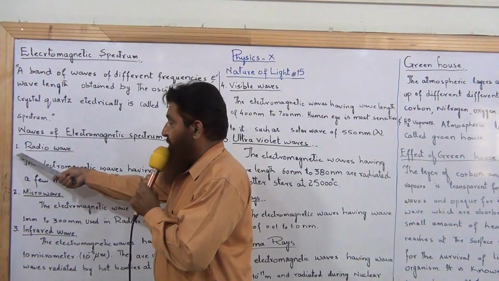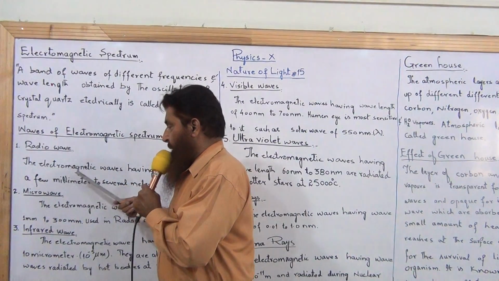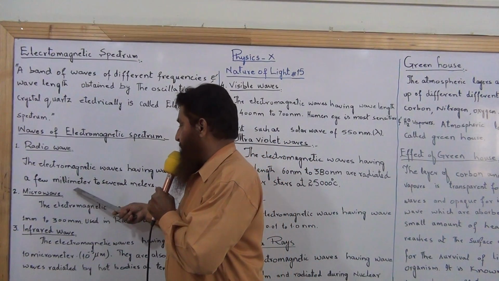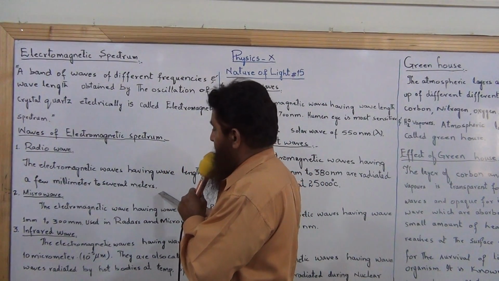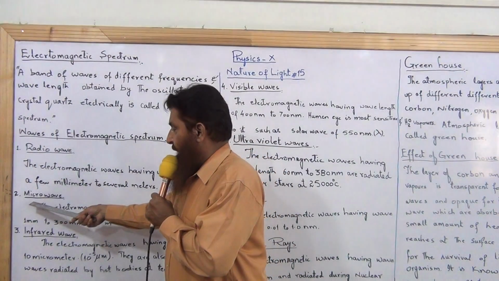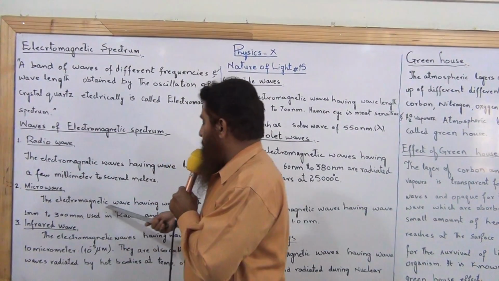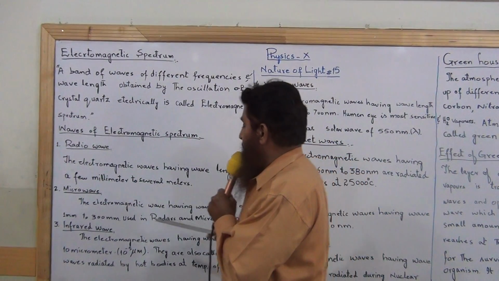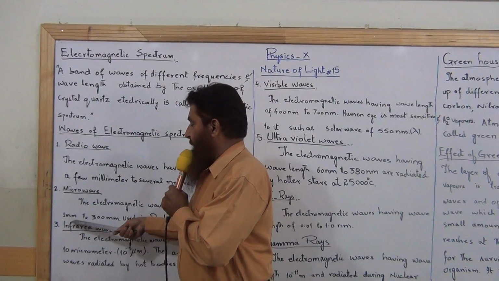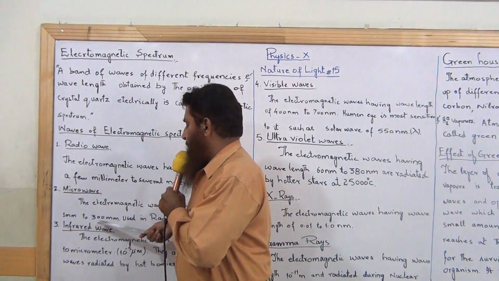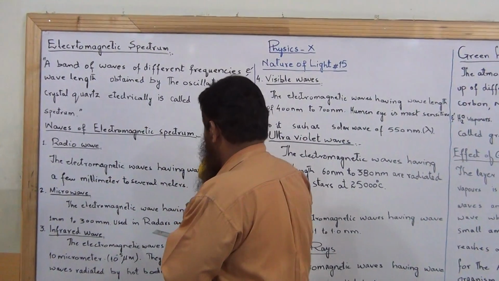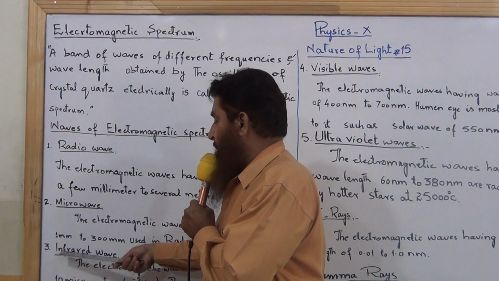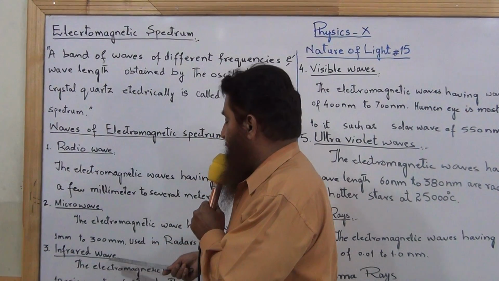Those are, number one, radio waves. The electromagnetic waves having a wavelength of a few millimeters to several meters. Number two, microwaves. The electromagnetic waves having a wavelength of 1 mm to 300 mm, used in radars and microwave ovens.